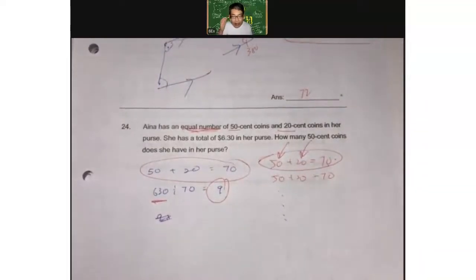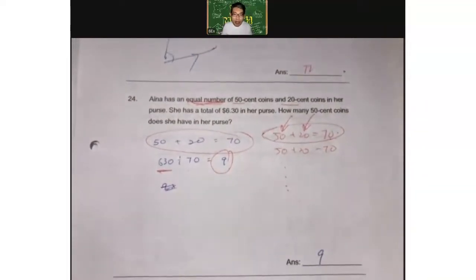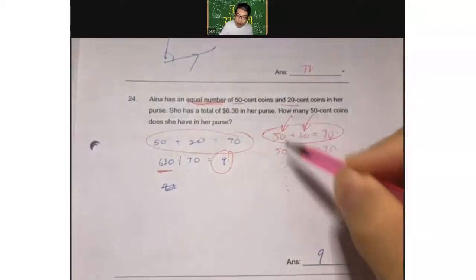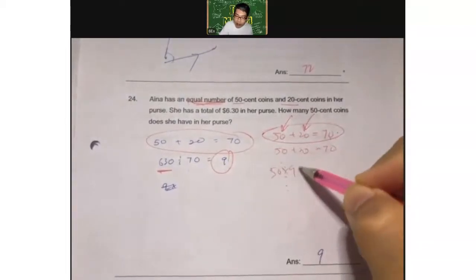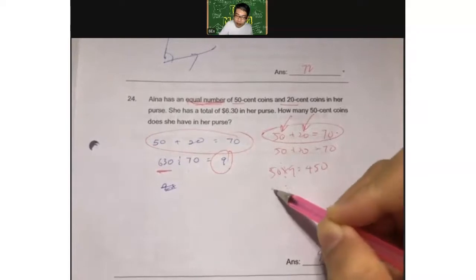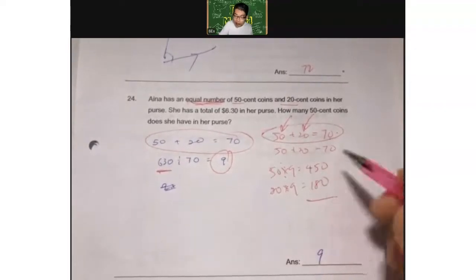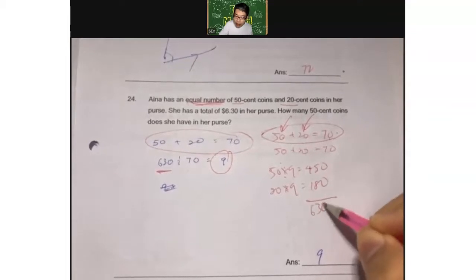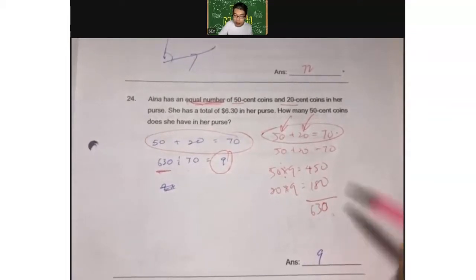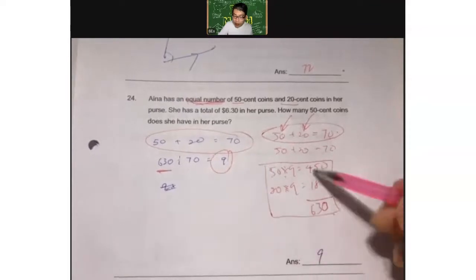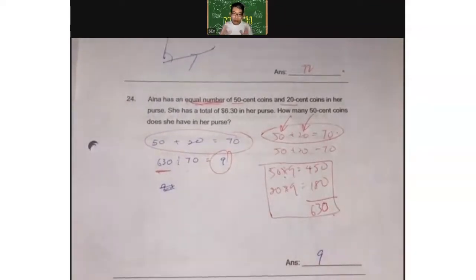So how many 50-cent coins are there? 9. How can I double check? If there are 9 50 cents, 50 times 9 is 450. 20 times 9 is 180. If I add these two together, I will get 630 cents. Okay, this is just my checking working, so I am not writing them in the correct mathematical way. I'm just doing my checking at the side.